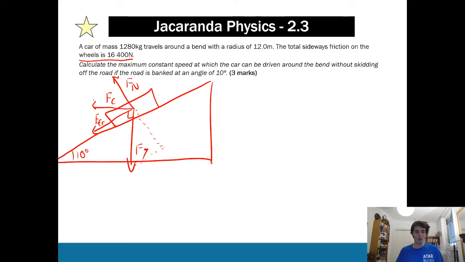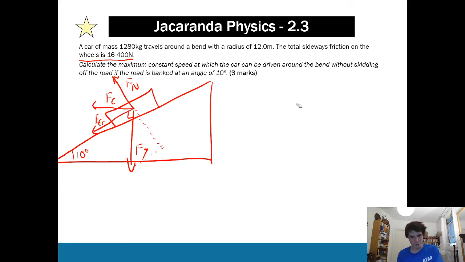We're going to redraw all of our vectors so that they have components that are in the same direction as wherever our centripetal force is. Now, the plane of the centripetal force is the normal vertical and horizontal axis, right? It's pointing horizontally. 90 degrees to that is the vertical axis. So basically, we just want to figure out what are all the components of the forces in these horizontal and vertical axes.